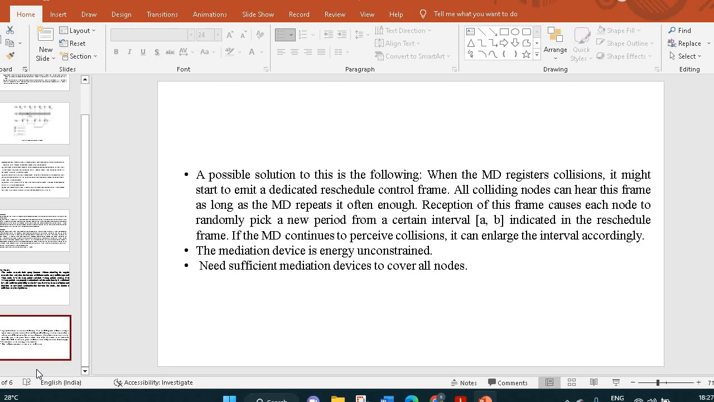When the MD registers collision, it might start to emit a dedicated reschedule control frame. All colliding nodes can hear this frame as long as the MD repeats it often enough. Reception of the frame causes each node to randomly pick a new period from a certain interval indicated in the reschedule frame. If the MD continues to perceive collisions, it can enlarge the interval accordingly. The mediation device is energy constrained, so we need sufficient mediation devices to cover all nodes.